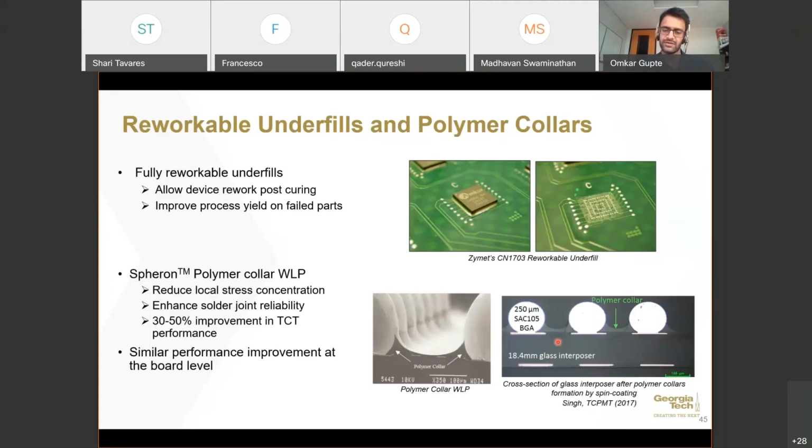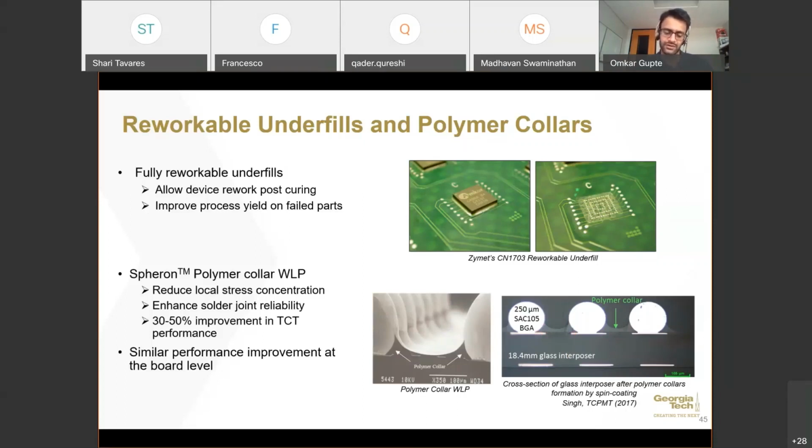Polymer collars are thermoset materials which are spin coated on the BGA such that they form a collar-like structure right here, which also helps in improving the reliability performance, again by redistributing the strains. Whatever strains are developed at this sharp edge of the BGA to the pad can be redistributed in the polymer itself, which helps in improving the reliability performance.